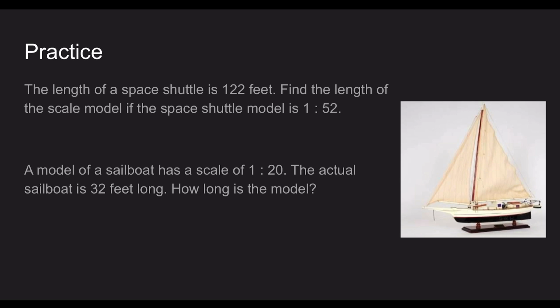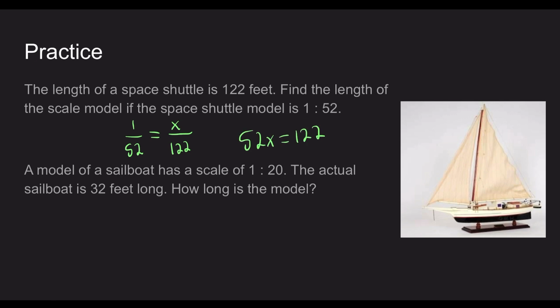All right, for the first one, we notably are still working with our space shuttle. The length of the actual space shuttle is 122 feet. We still are using the same scale as before, so that's easy: 1 over 52. We know the actual is 122. We want to find out the model. Again, that 1 is representing the model because real life is 52 times bigger, so the real life is lined up with that 52 times bigger. We're going to end up with a pretty similar equation to what we just did: 52x equals 122.